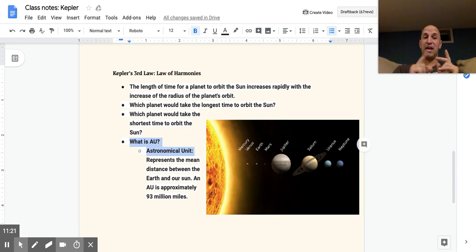So these were our notes for today. I said they're really, really quick. Kepler's first, second, and third laws.